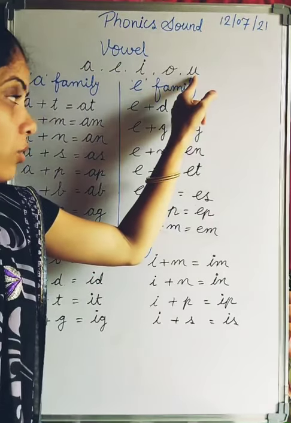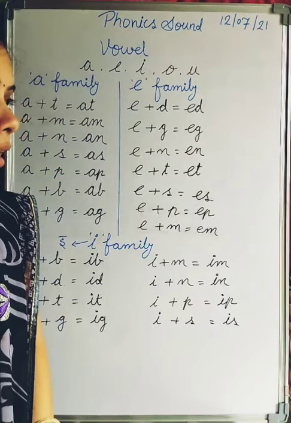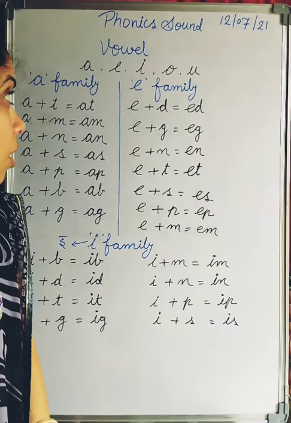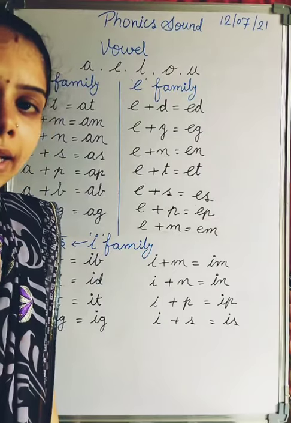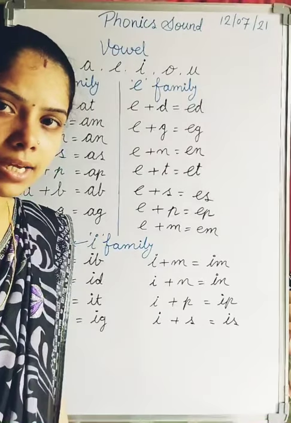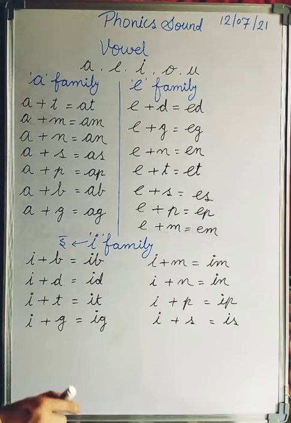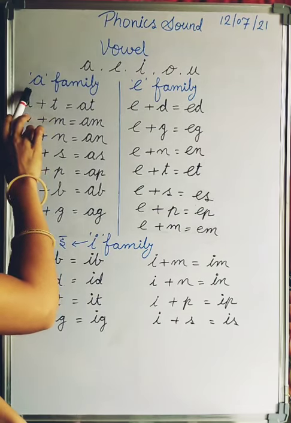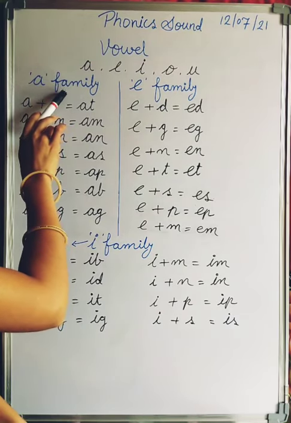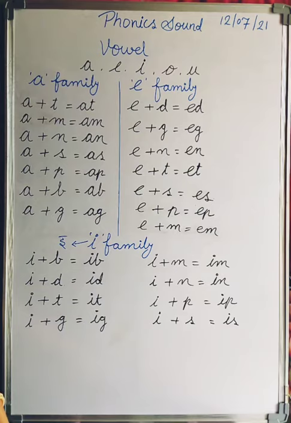These five vowels combine with consonants to make new words. In English language, there is no single word which can be formed without a vowel. So, we have also learned about the two letter blending with vowel A. Means how a new word is made by putting a consonant with vowel A.